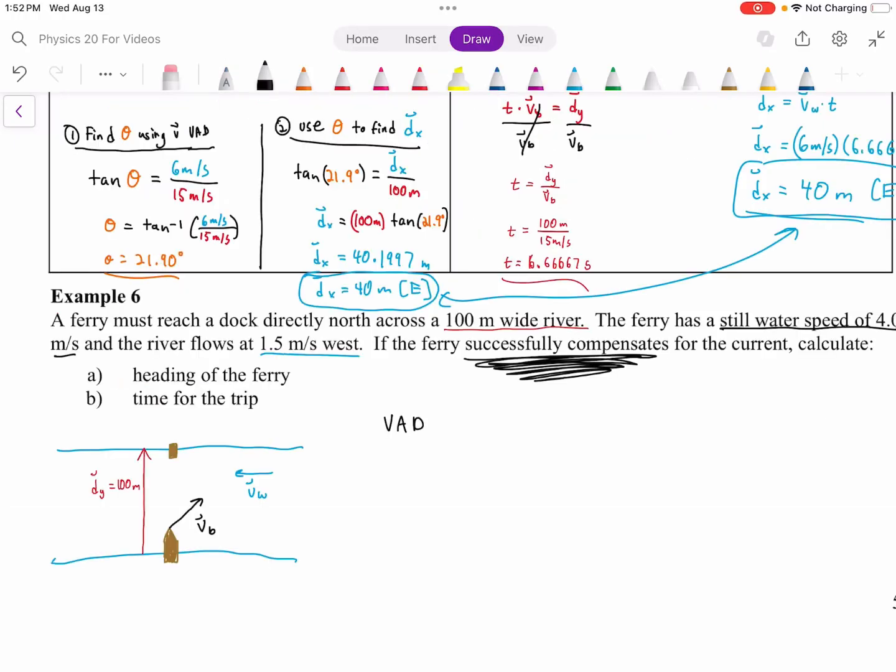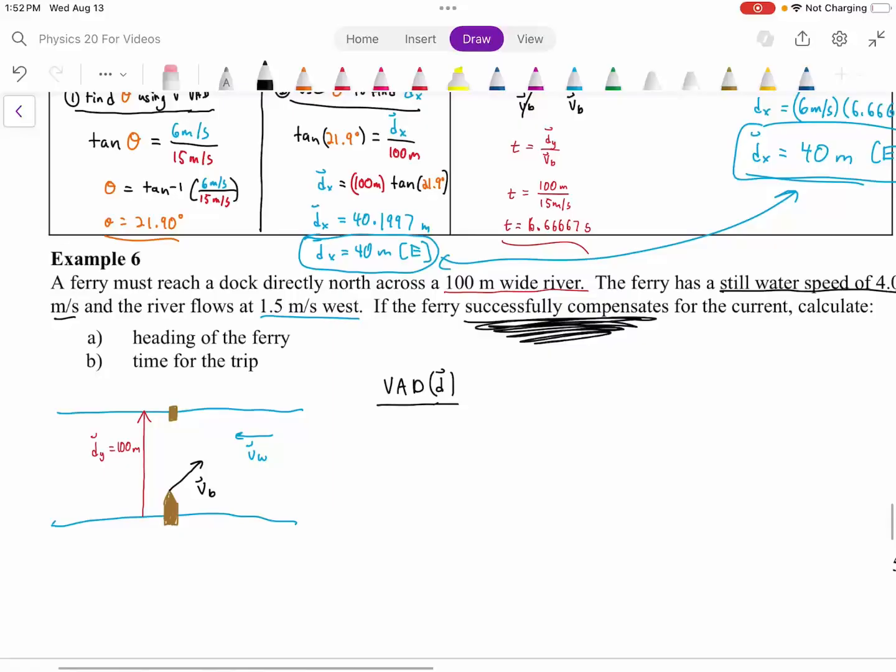So let's go ahead and draw our vector addition diagrams. Let's first do it for displacement. Now this is going to look a little bit different than this example because, I'll ask you, what should be the x displacement, the horizontal displacement, if they successfully compensate, meaning they get to the dock? There actually is no x displacement, right? If they displace themselves in the x-axis, that means they went off course. They didn't make it to the dock. So they are going to go straight across the river, and that's actually it.